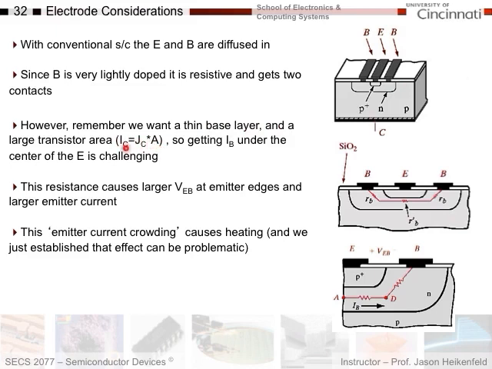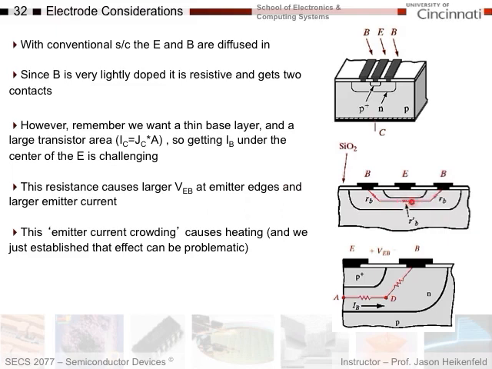Current density times area is current. So it's still a big challenge getting this base current under the center of the emitter. Typically this would be very wide. This emitter would be way wide, and you're trying to get base current under that emitter. So this diagram here is misleading.